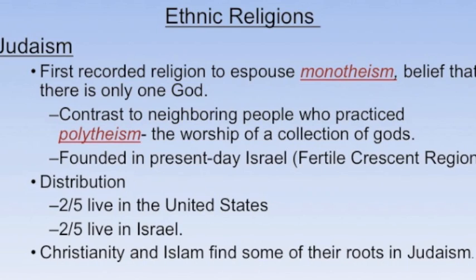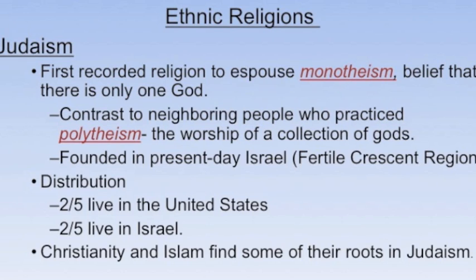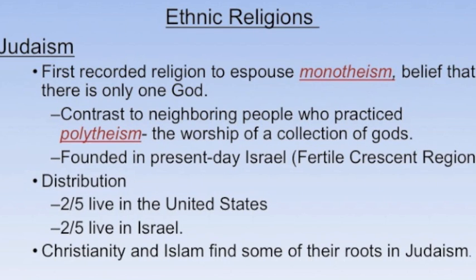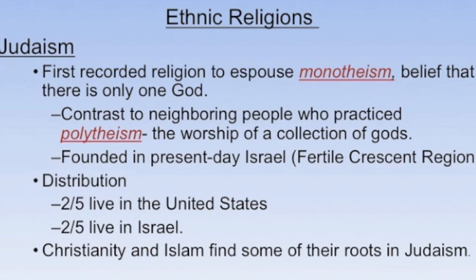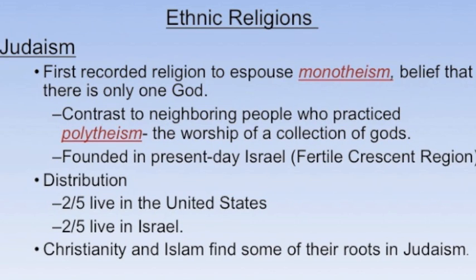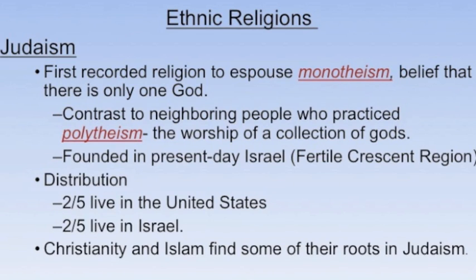The second ethnic religion is Judaism, the first recorded religion to preach monotheism. They are the first believers that there was only one God. This is a contrast to a lot of the religions around during their time period of starting up, who practiced polytheism, which meant that they worshipped more than one God. That would be like your Greeks and Romans during ancient times, who believed there were multiple gods.